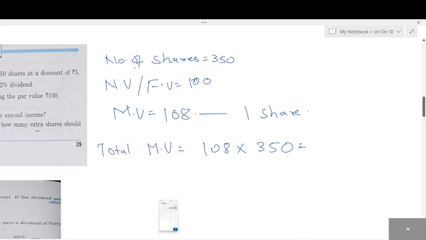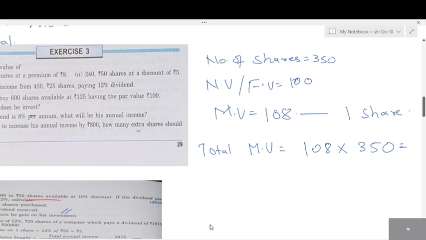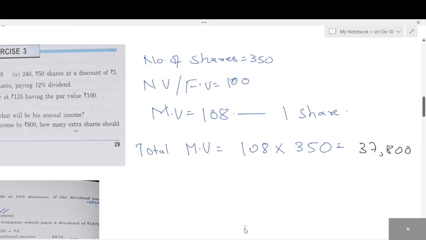The answer is 37,800 rupees. Remember, market value, nominal value, dividend, investment, all these are in rupees. Everything is in rupees except number of shares. Number of shares is a unit, not rupees. This is how you have to write step by step. Try the next one: 240, 50, discount 5.